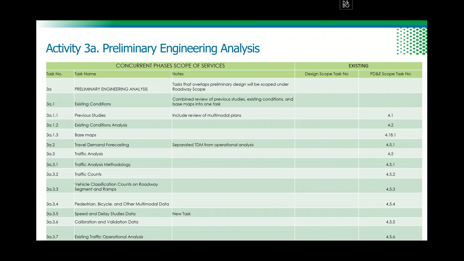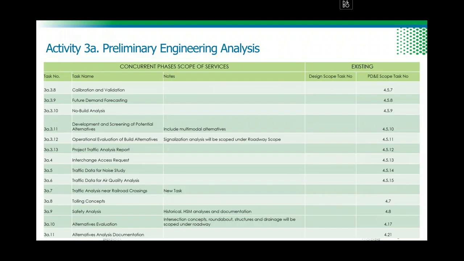Activities related to existing conditions, previous studies, traffic analysis, all those will remain here. However, activities related to roadway analysis in PD&E will be moved into section 4, which is roadway analysis. That's why for most of these activities, you don't see anything on the design scope. It's kind of corresponding to what we have now in the design scope. If an activity is missed, know that we have it somewhere else in the design scope. Preliminary engineering analysis activities continue.